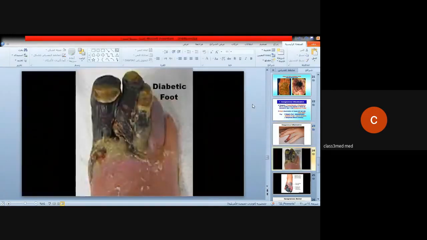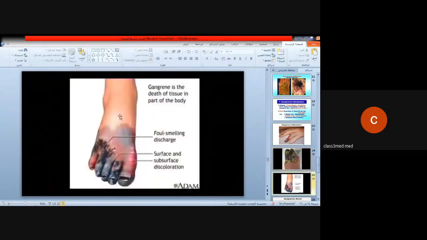This is also diabetic foot with gangrene of the toes, black discoloration in the toes. This is also diabetic foot with black discoloration of the toes and foul-smelling discharge with spread of gangrene proximally in the tissue. So the usual treatment of gangrene is amputation of the gangrenous part at the level of the healthy normal tissue to prevent the spread of the gangrene.